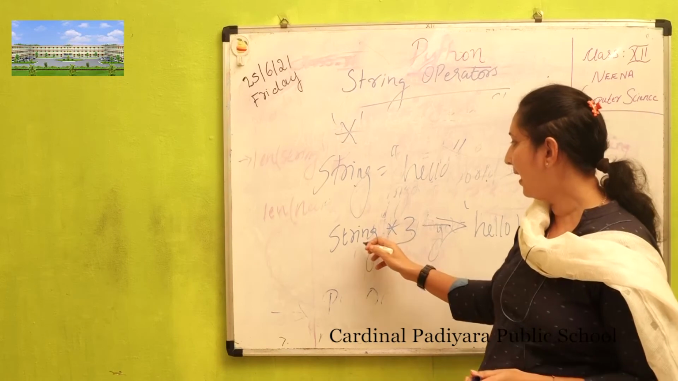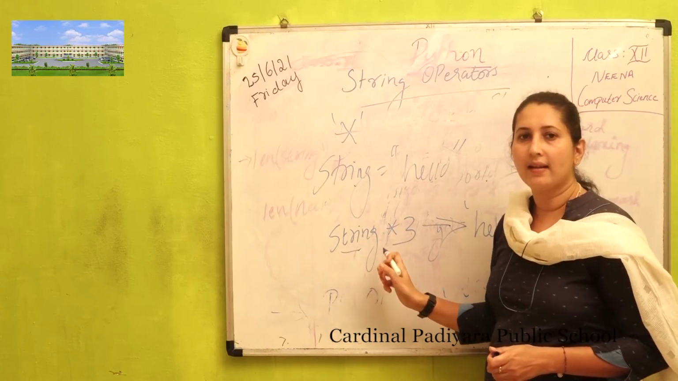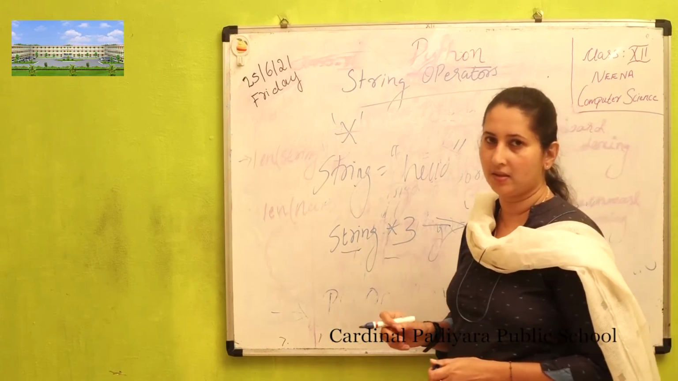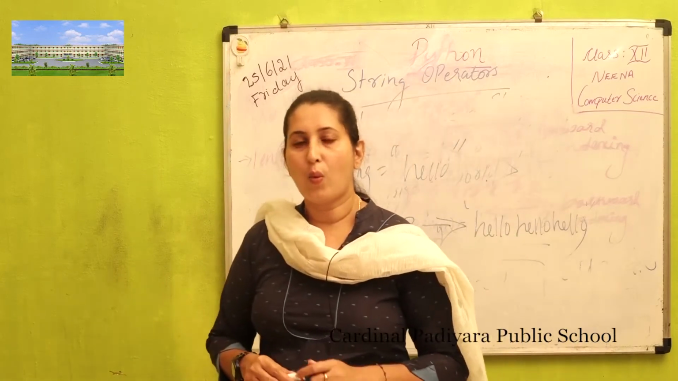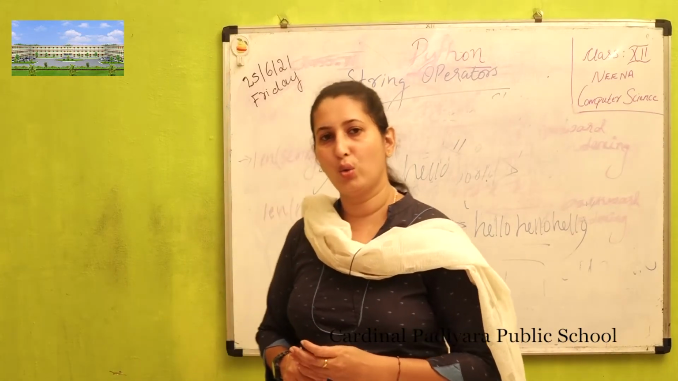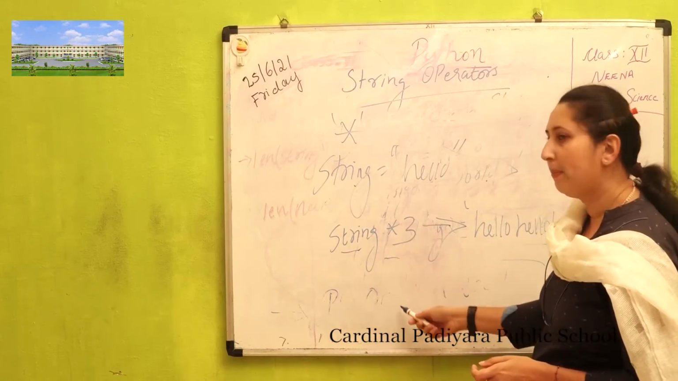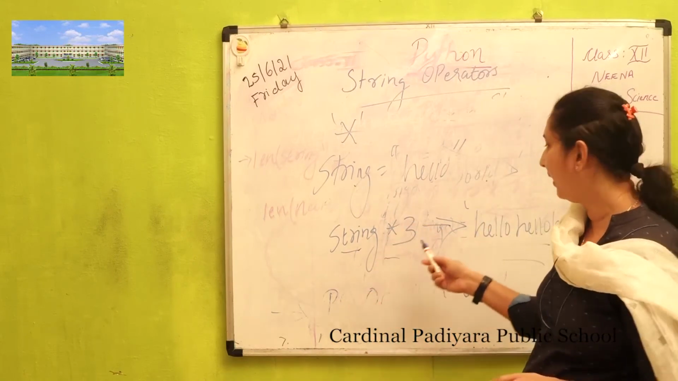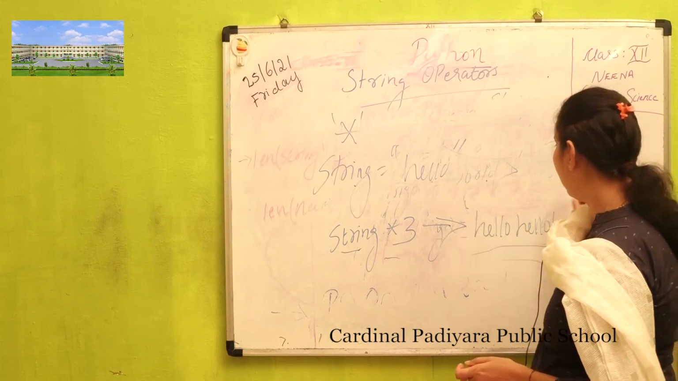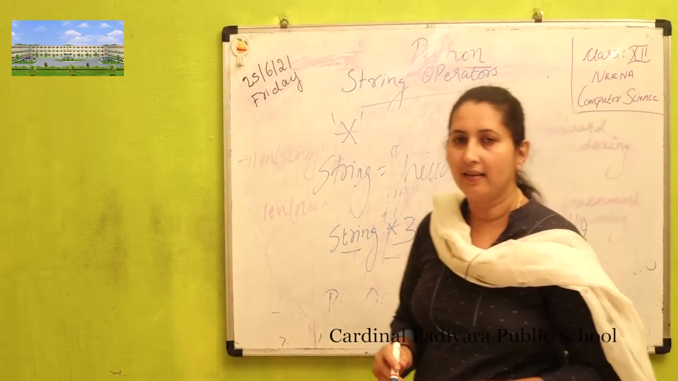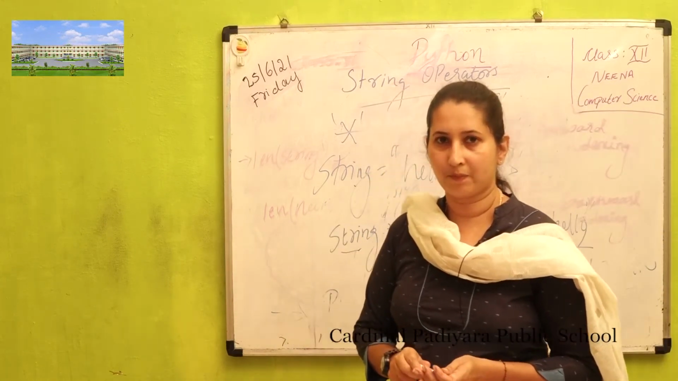So the operands are one a string and another a numerical value. If your operands are a string and a numerical value, then you get the string in this format: you repeat the same string 3 times.